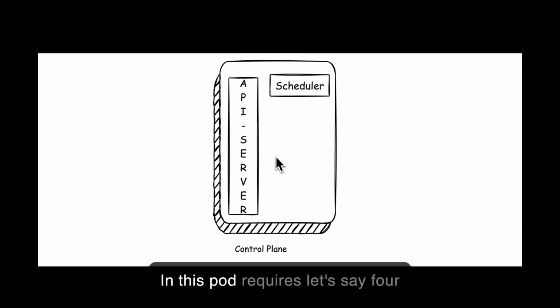Imagine this pod requires, let's say, 4 GB of memory and 2 CPUs, and it has some volume constraints. This information is handled by the scheduler. The API server will pass this information to the scheduler, and it's the scheduler's responsibility to place these pods on the right node, whichever is available in a given Kubernetes cluster.